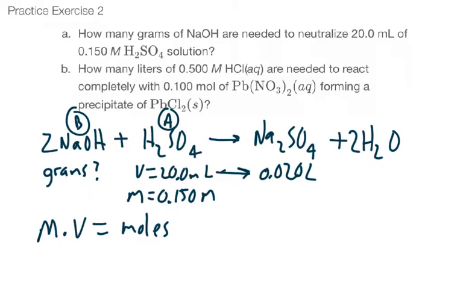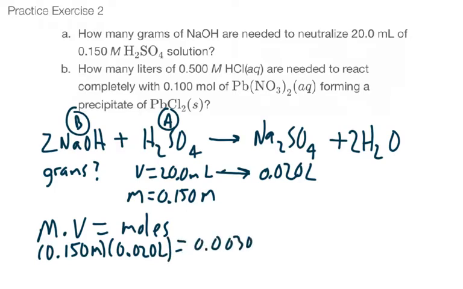So molarity is 0.150. The volume in liters is 0.020 liters. That's going to give us 0.00300 moles of H2SO4. Okay? Now this is moles of A. All right, let me go to the next page here and I'm going to finish this problem.